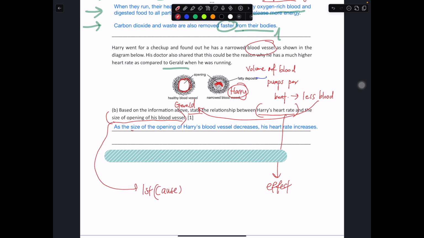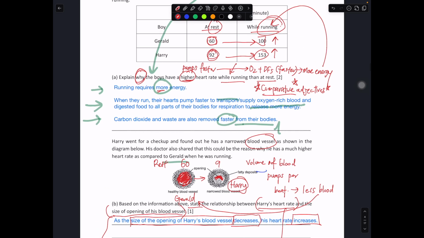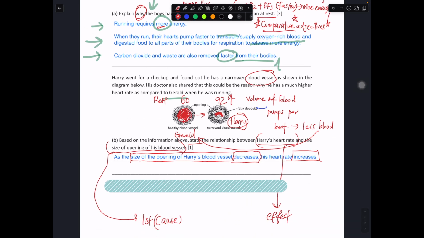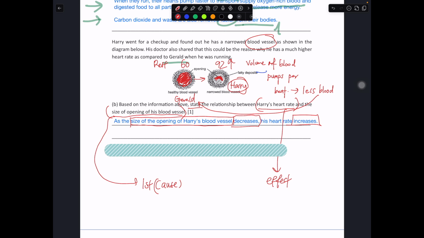Size of the opening of Harry's blood vessels. Don't try to cut short. Don't try to say the size of the blood vessels. Size of blood vessels and size of the opening of the blood vessels are very different things. So as the size of the opening decreases, the opening refers to this part, the opening becomes smaller, heart rate increases, from 60 at rest to become 92. So the heart has to work double hard.